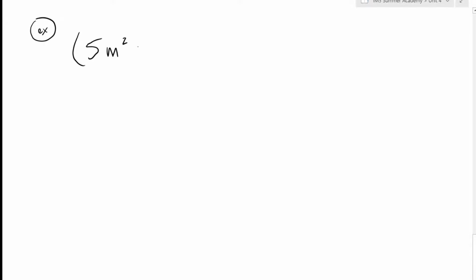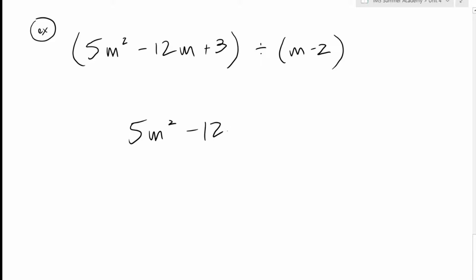5m squared minus 12m plus 3 divided by m minus 2. Okay. So, bigger piece. This time the letters are different, but it really doesn't change the process.